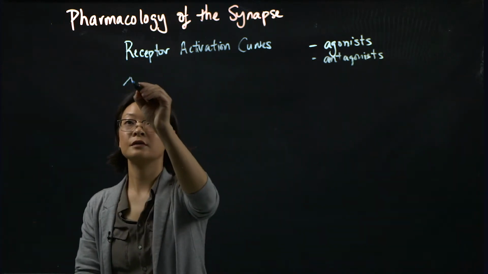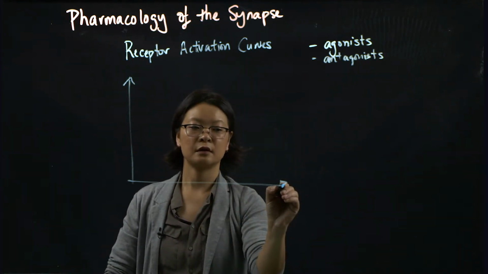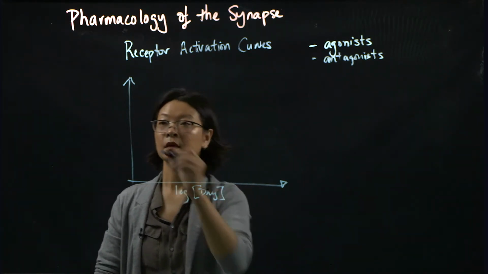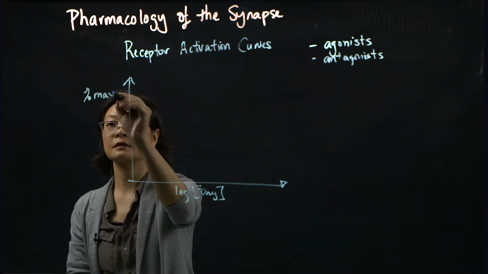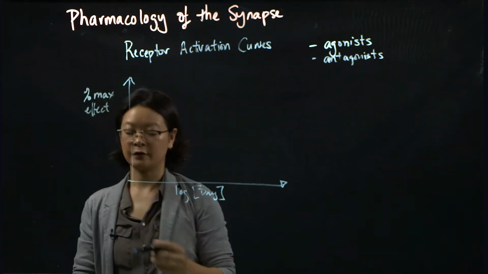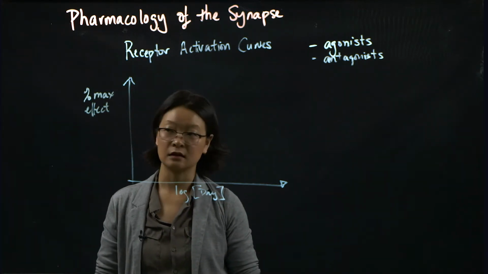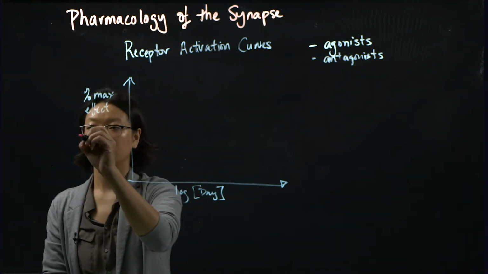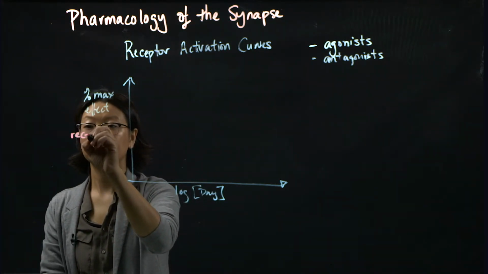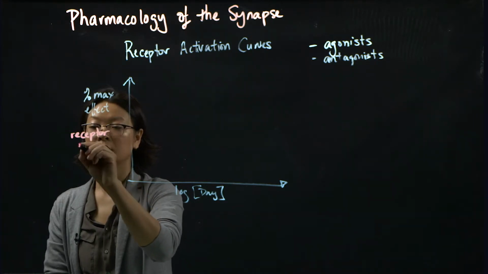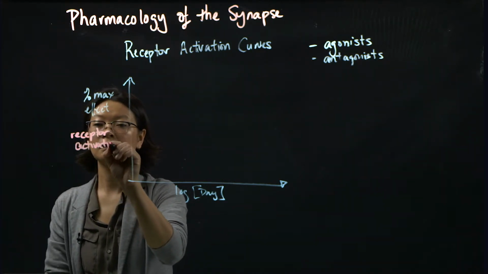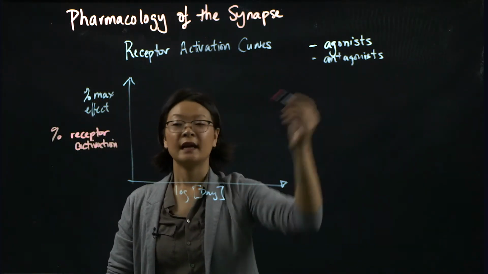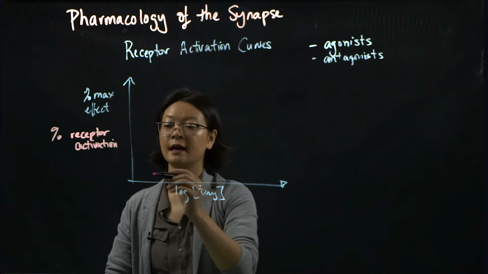So again, if we go back to our dose response, and this is log drug, and this is percent max effect. If we are talking about agonists and antagonists, this can be a bit more specific. So something related to the receptor, for example, receptor activation. So percent receptor activation. So an agonist is something that causes the receptor to be activated.